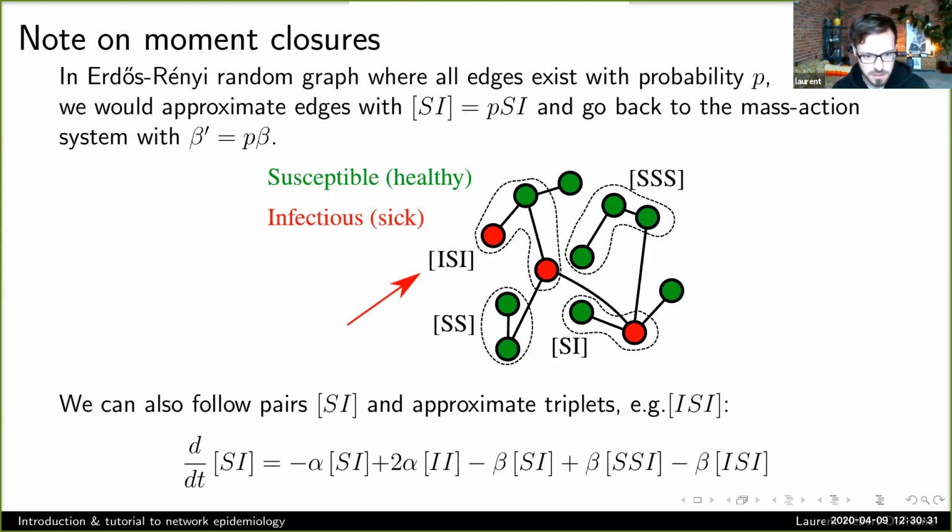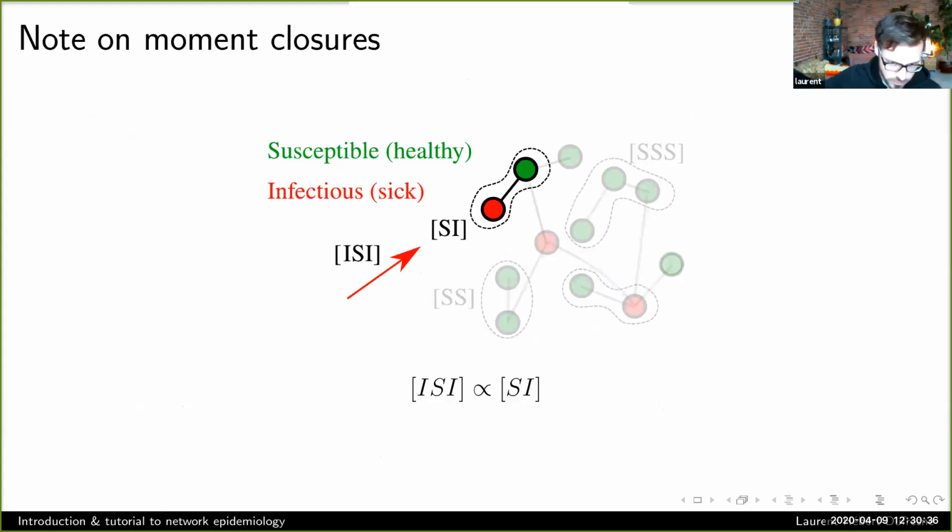So we're going to zoom in on this ISI triplet that I was talking about. We're going to ignore the rest of the network for now. We want to know how we can approximate how many ISI triplets we have in the network. Well, ISI triplets are at least going to be proportional to the number of SI edges, that first edge in the triplet, right? So I can start with that.